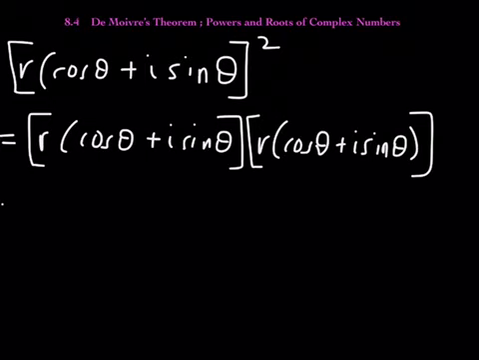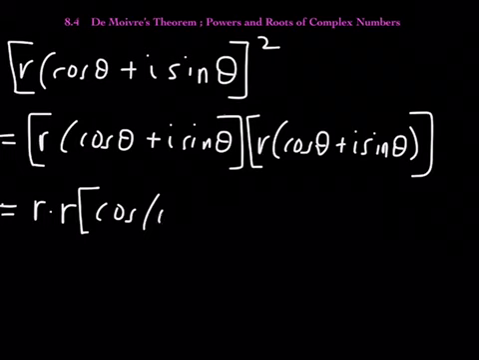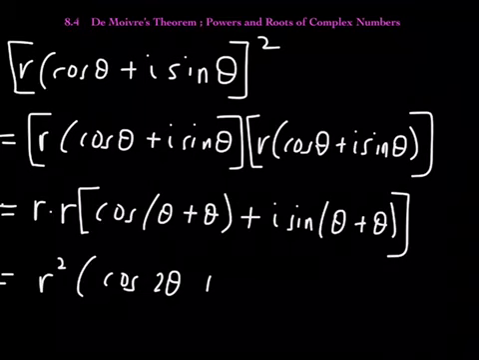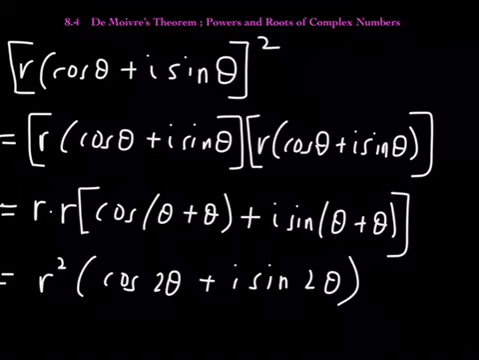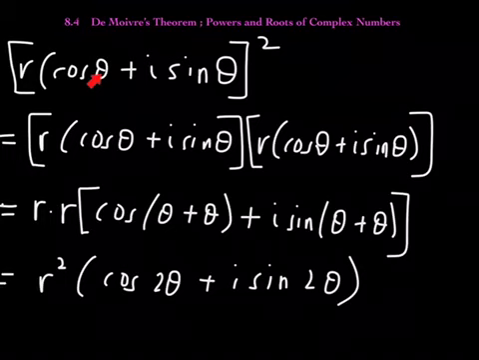Squaring it would be multiplying it by itself, and we discussed in an earlier lesson that you would multiply the absolute values and then add the arguments, like so, which would give you r squared times cosine of 2 theta plus i sine of 2 theta. So basically, when you raise a complex number that's written in polar form to the power of 2, all you have to do is square the absolute value and then double the argument.